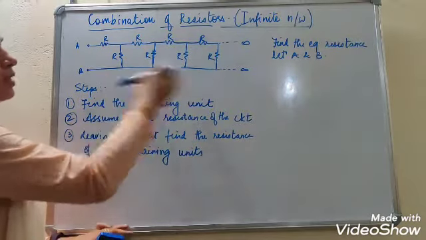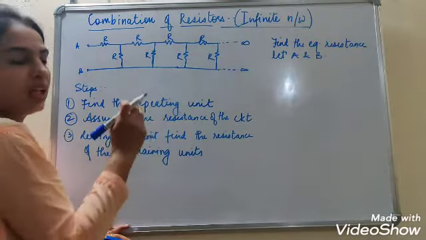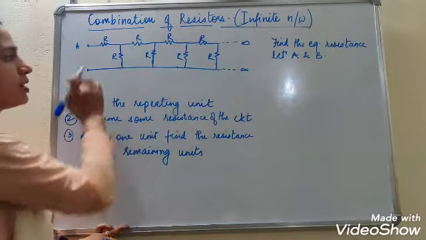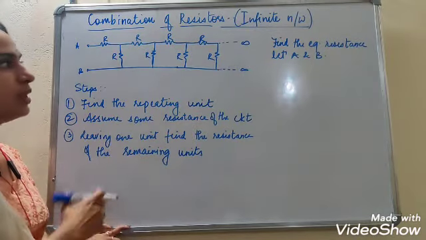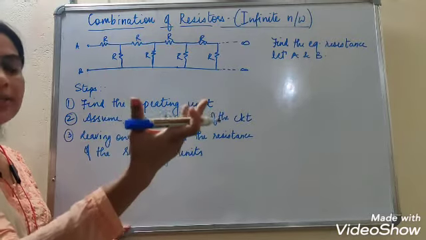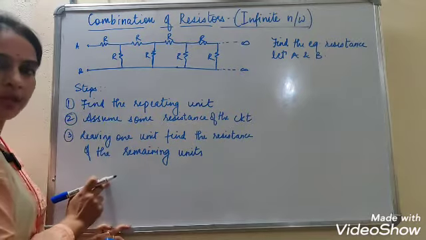For example, there is a question given like this. This is a unit which is repeating infinitely, okay? And you have to find the equivalent resistance between A and B. In this case, you don't know how far you can extend, because it's extending till infinity. So follow the following steps.